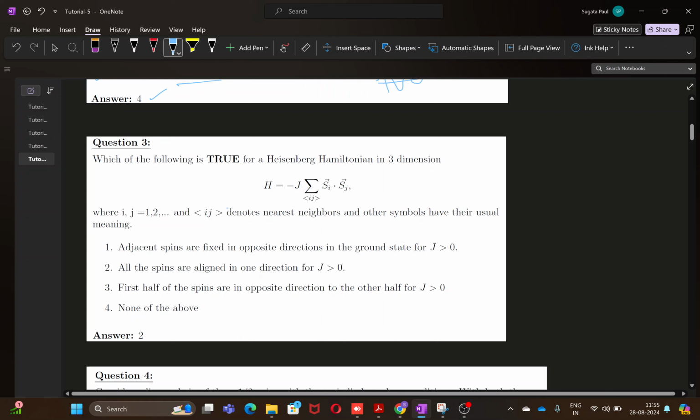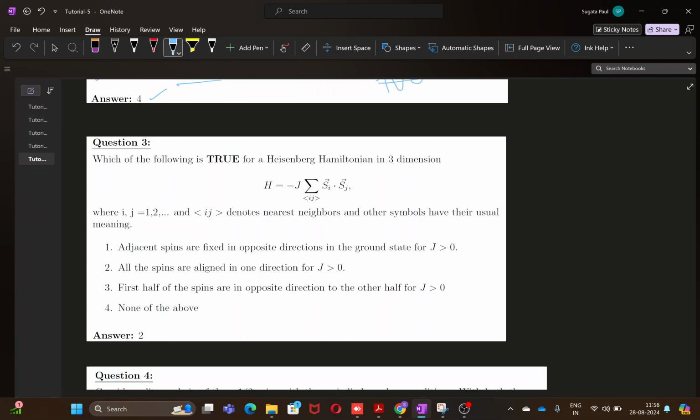Now question number 3 is: which of the following is true for a Heisenberg Hamiltonian in 3 dimensions. Again it concerns the Heisenberg model and its Hamiltonian. You can see the structure is the same, minus J Si Sj vector product with the ij in brackets, that means nearest neighbors, and i, j go over different spins. And the options are, one, that adjacent spins are fixed in opposite directions in the ground state for J greater than 0. Now for J greater than 0, you know that it will be a ferromagnetic kind of interaction. That means all the spins will be in a parallel direction, the same direction to each other.